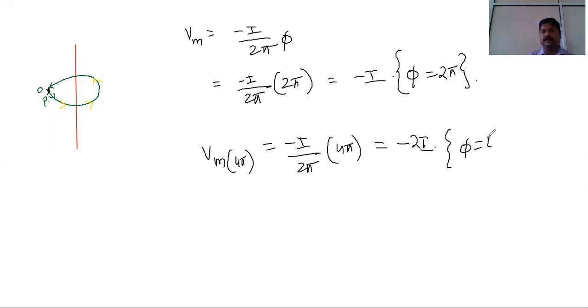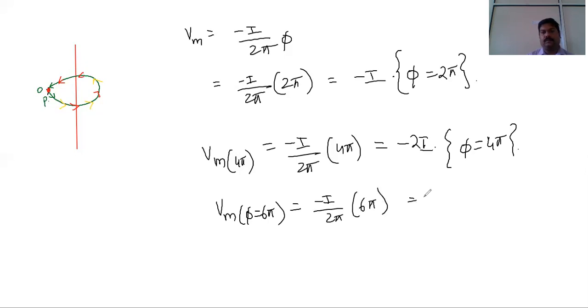If I circulate twice, then Vm becomes minus 2I. What if I traverse once more? An additional 360 degrees I traverse, the same path, start from the same point, come again at the same point. So what will happen then? This equals minus I by 2 pi into 6 pi, so this is minus 3I. This is for the third rotation.